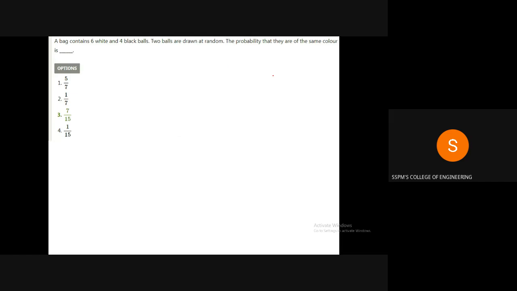Next question is, again, a problem on binomial distribution. We have a bag that contains 6 white and 4 black balls. So the total number of balls is equal to what? It is 10. Two balls are drawn at random. We have to find the probability that they are of the same color.